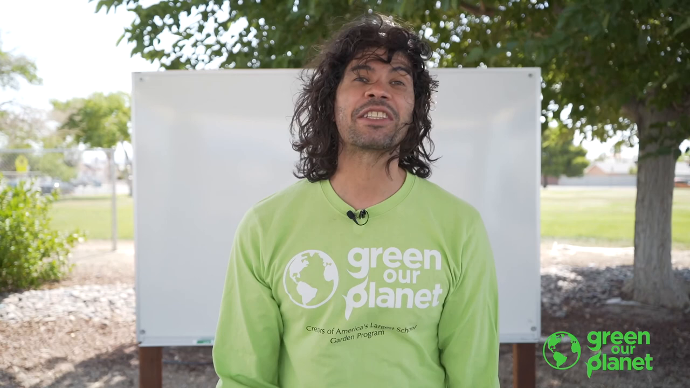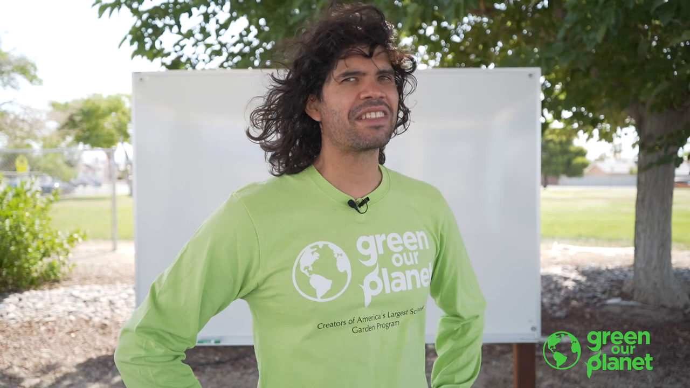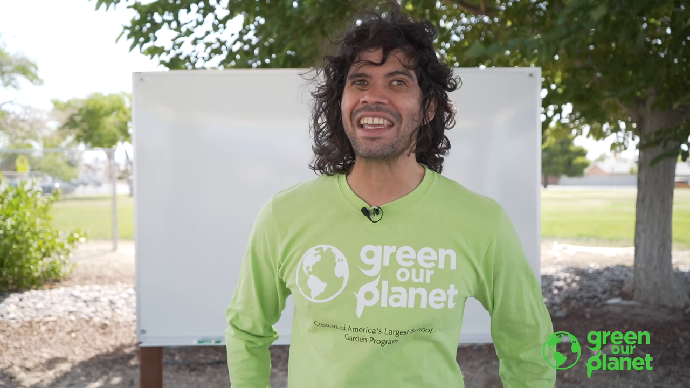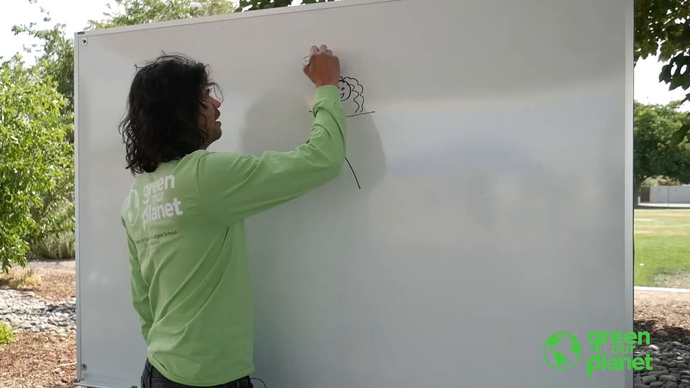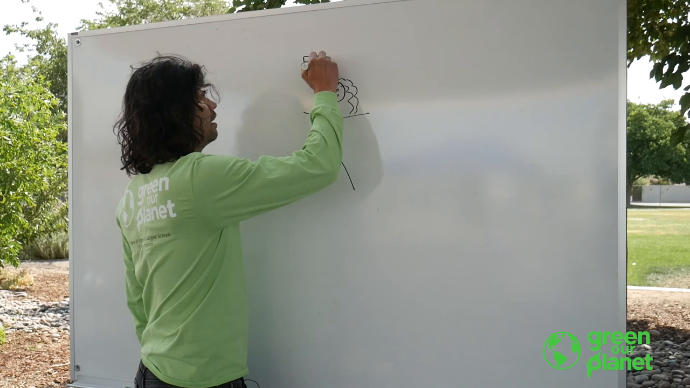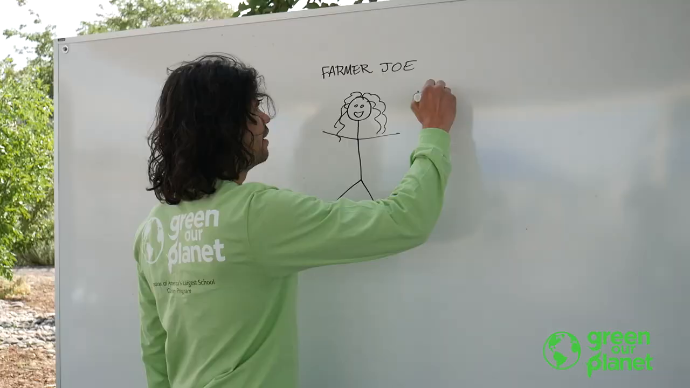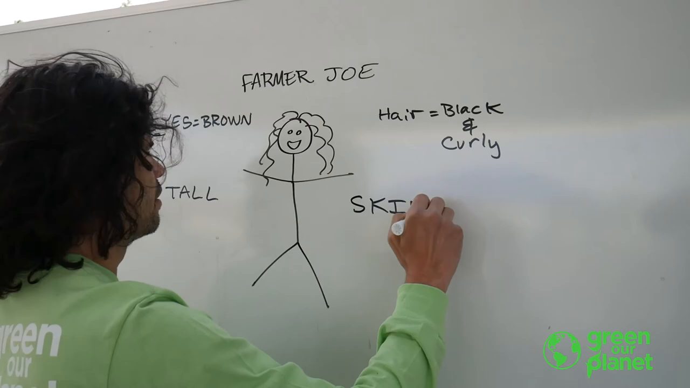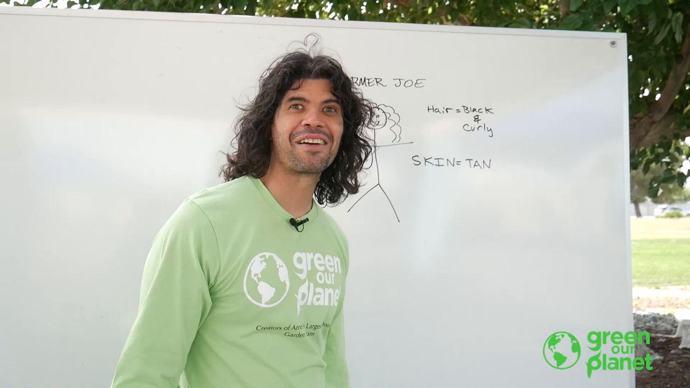So let's get out our science notebooks and get ready to write. I have a question for you to answer. How would you describe yourself? Could you write down some sentences that describe yourself? Do you think you could do that? While you're doing that, I'm going to go to the board and write down some words that describe me. So Farmer Joe has black curly hair, brown eyes, he's tall, and he has tan colored skin.